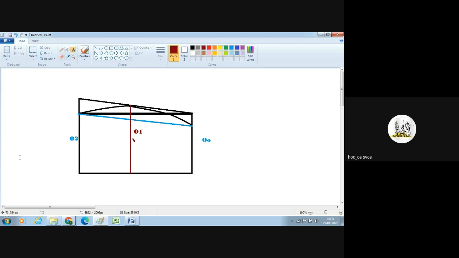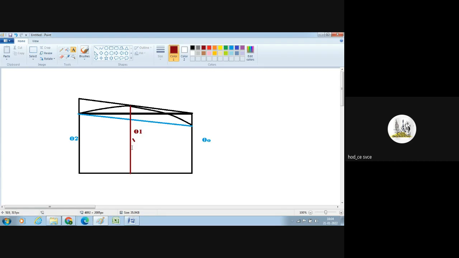Okay, 2/3 of the height, which is O1 minus O0 plus O2 divided by 2, right? So that is the height, and as you know, this distance is 2D. Multiply with 2D, then you will get the value. Like that, we have calculated.